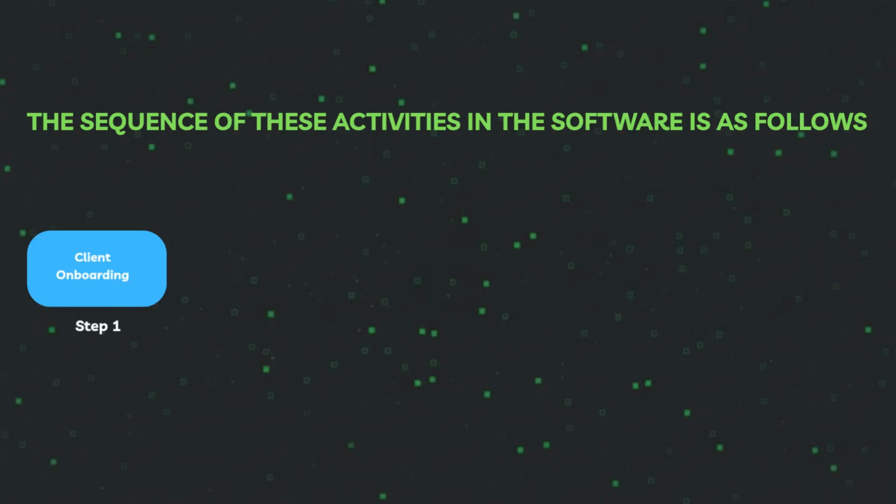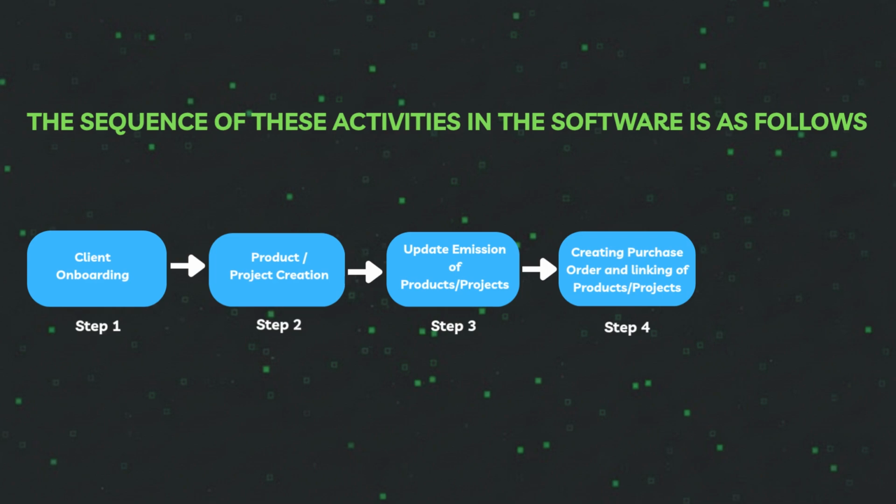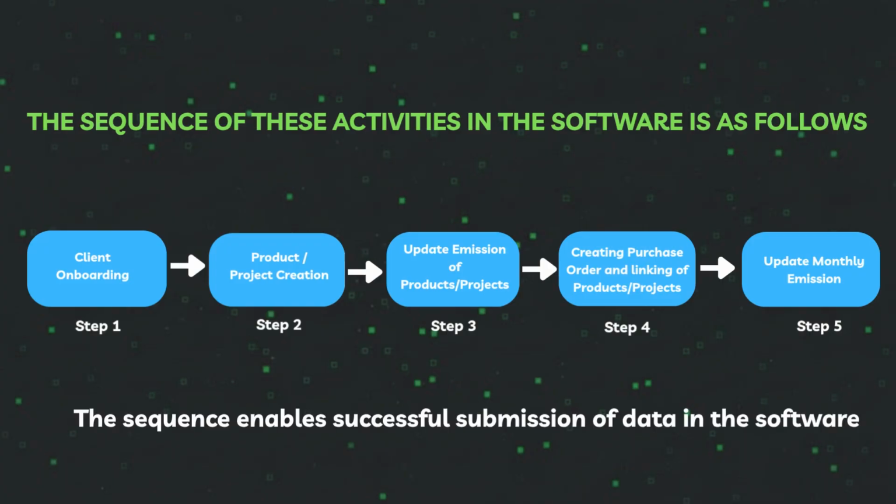Step 1. Client onboarding. Step 2. Product/project creation. Step 3. Update emission of products/projects. Step 4. Creating purchase order and linking of products/projects. Step 5. Update monthly emission. The sequence enables successful submission of data in the software.